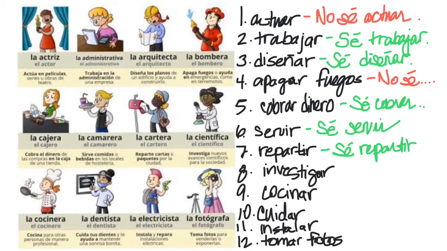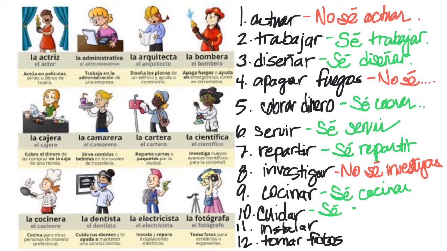Investigar. I think I could brush up on this. So I'm going to say no sé investigar. Cocinar. Sé cocinar, I know how to cook. Cuidar, to take care of. Sé cuidar. I don't know how to instalar, to install anything. No sé instalar. And of course I know how to take pictures. Sé tomar fotos.